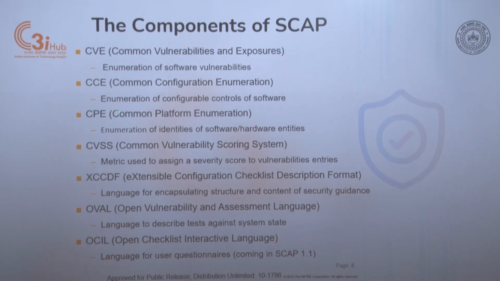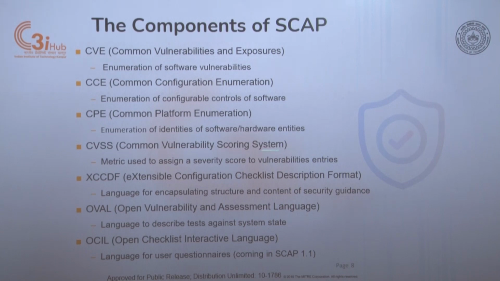Then the next one is the platform enumeration. This is the one I was talking about, where I have to know which software I am talking about and exactly which version. Not every version of the software has the same problems or the same configuration settings. So, I should be able to uniquely identify which software or hardware I am talking about. So, these three are enumeration type standards: how to name the vulnerabilities uniquely, how to name the configurations uniquely, and how to name the platforms uniquely.